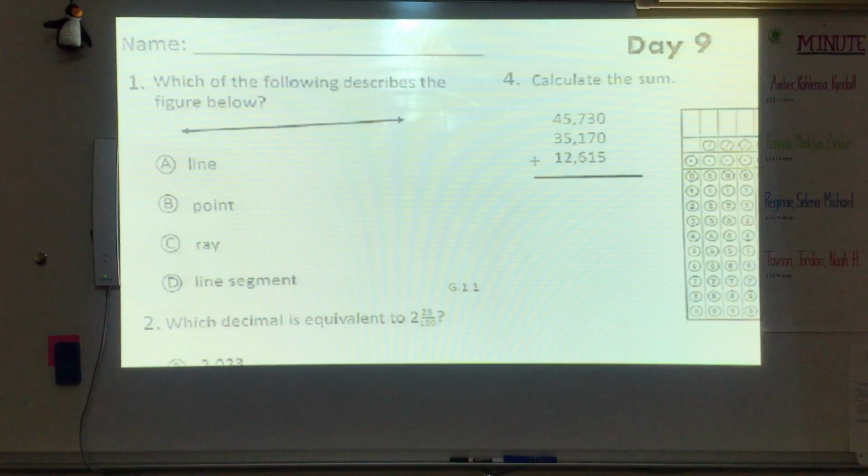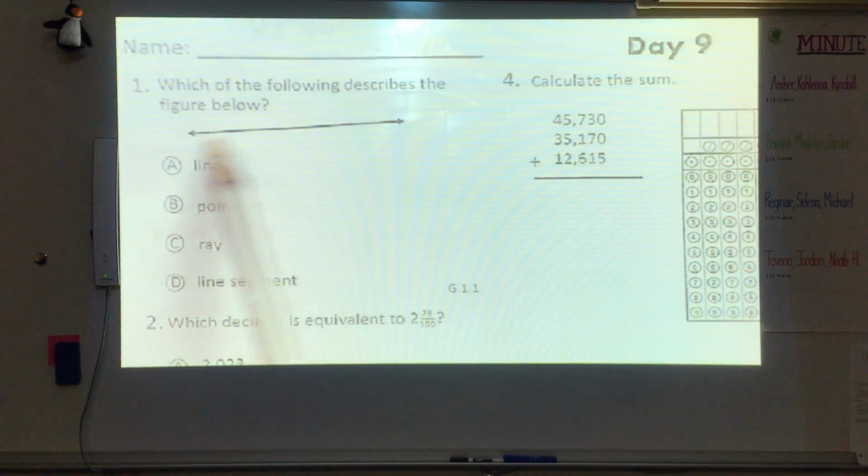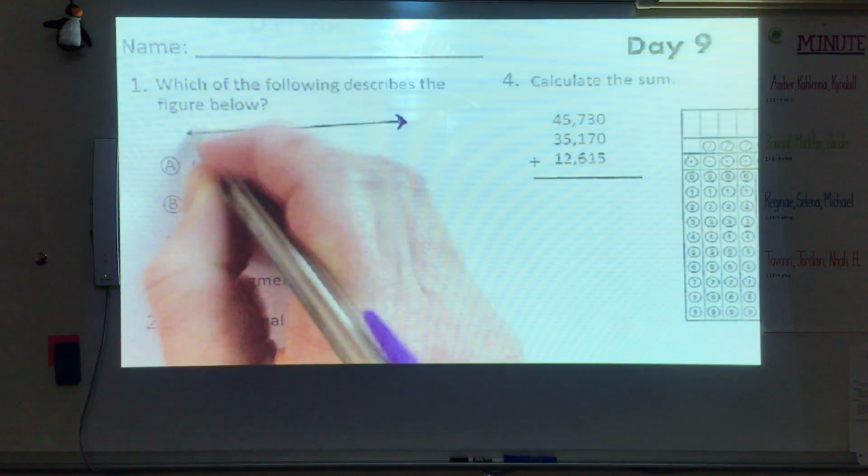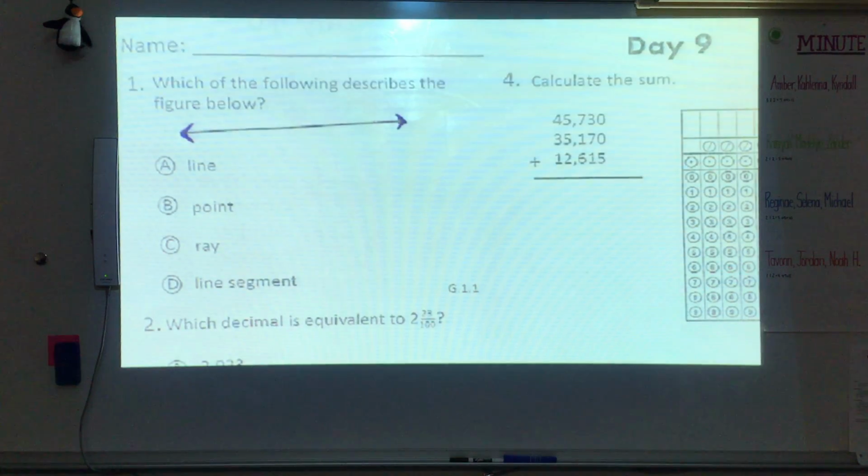Day 9 spiral review. All right, number 1. Which of the following describes the figure below? All right, so let's take a look at what we have. We have a line for sure, but we need to make sure what's on the ends, and we see that it's both arrows. That means it could go on and on forever in both directions.